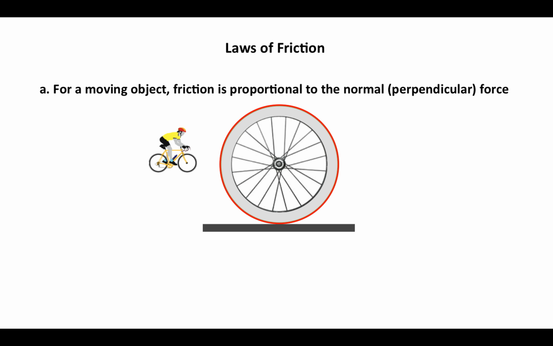A says that for a moving object, friction is proportional to the normal or perpendicular force. Here we see a wheel and there is weight on the wheel. The weight is equal to the mass times the gravitational constant. Opposing that is an upward force, which is called the normal force.